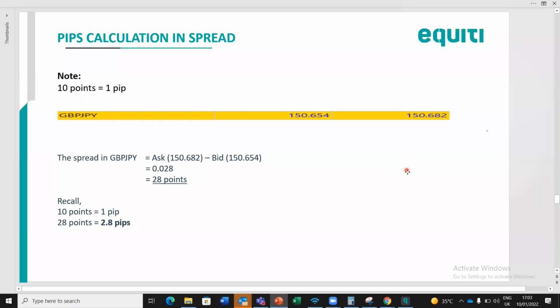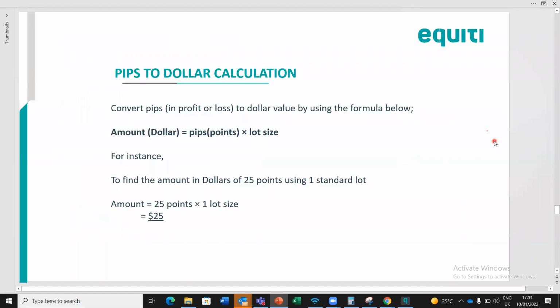So let's quickly also look at pips to dollar calculation, because in forex we don't mention how much in dollars we're in profit or we're in loss. What we love to talk about is how many pips are you in profit, or how many pips are you in loss. And so pips is more like our money that we talk about in the forex market. And so the pips is what is being converted to the dollar.